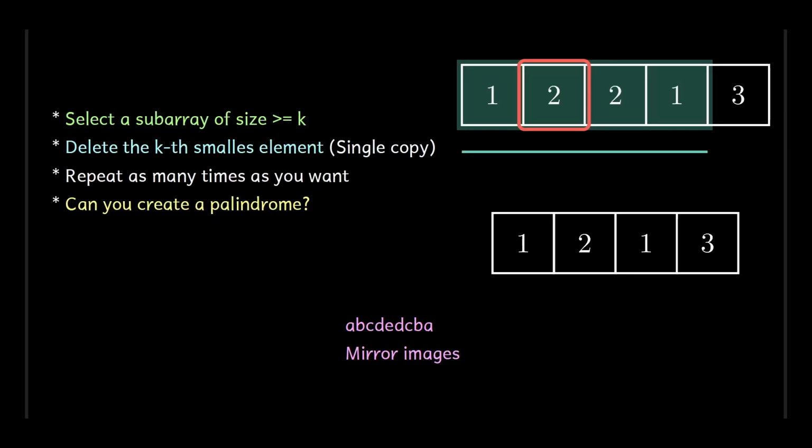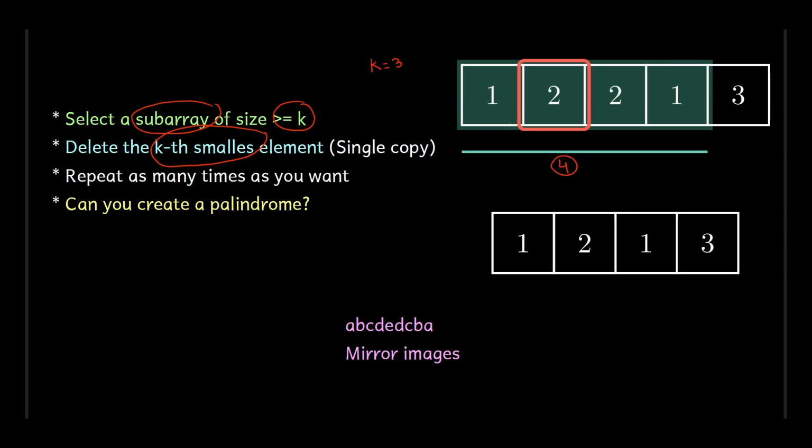You are given an array, and in one operation you can select any window of size at least k and delete the kth smallest element from that window. In the example that you see on the screen, if you take k is equal to 3, then you can notice that you have selected a window of size 4, which is allowed.